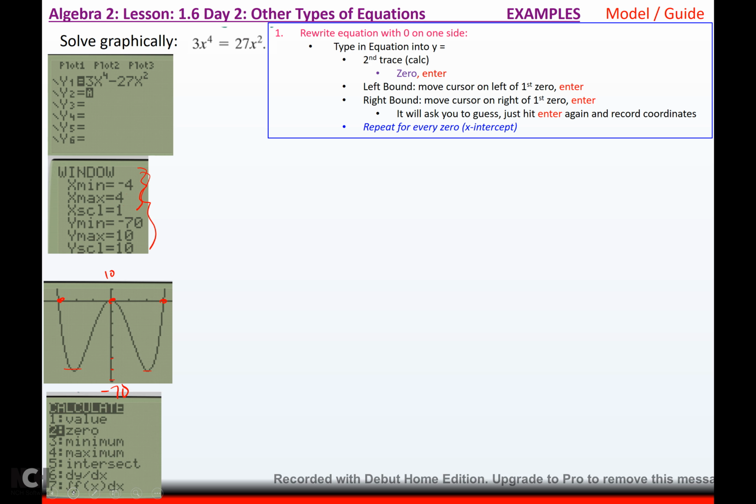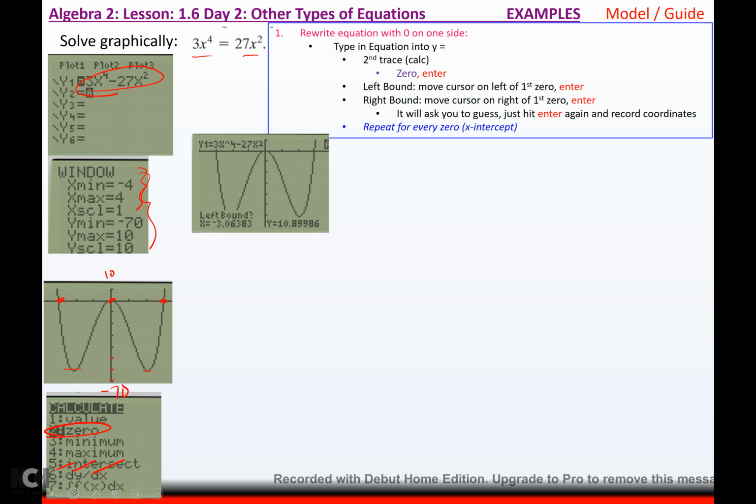So this time, I'm not calculating intersection points because I don't have two separate functions. I made it into one function by putting everything on the same side. So now I'm not trying to calculate intersection points. Now I want to calculate zeros. And this is a bit different. All right, so what you're going to do is, oh, I skipped that step. You got to go back to second trace, and you're going to select 0.